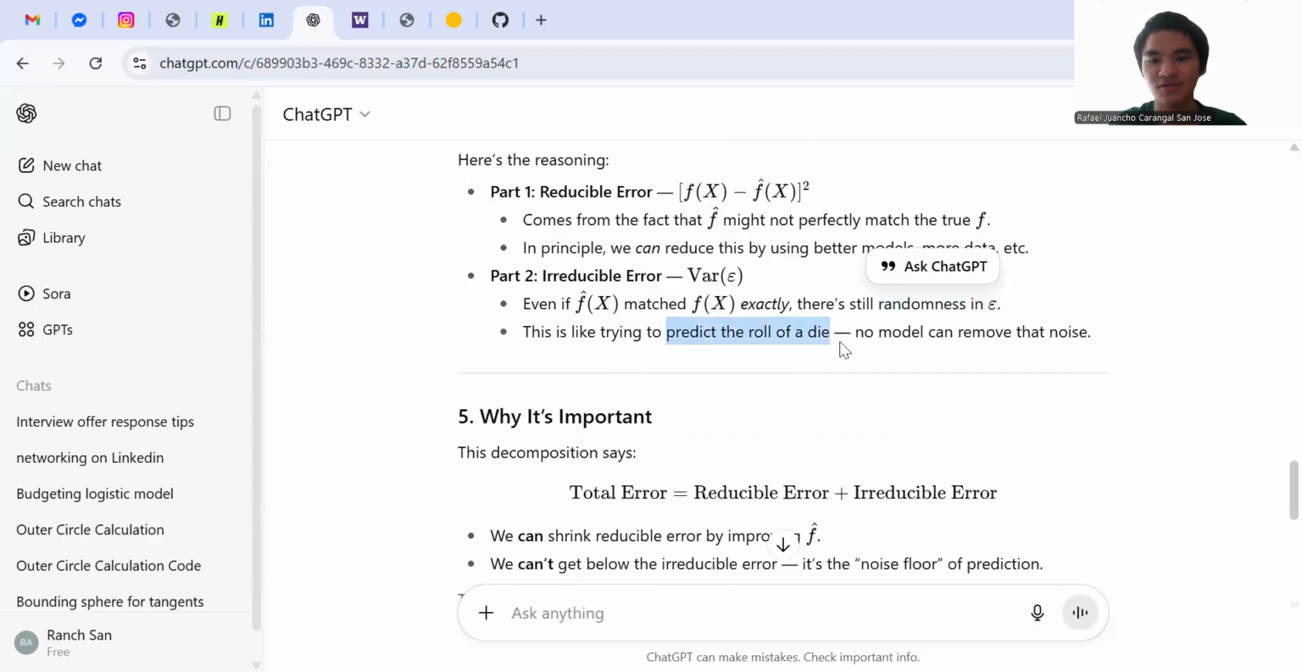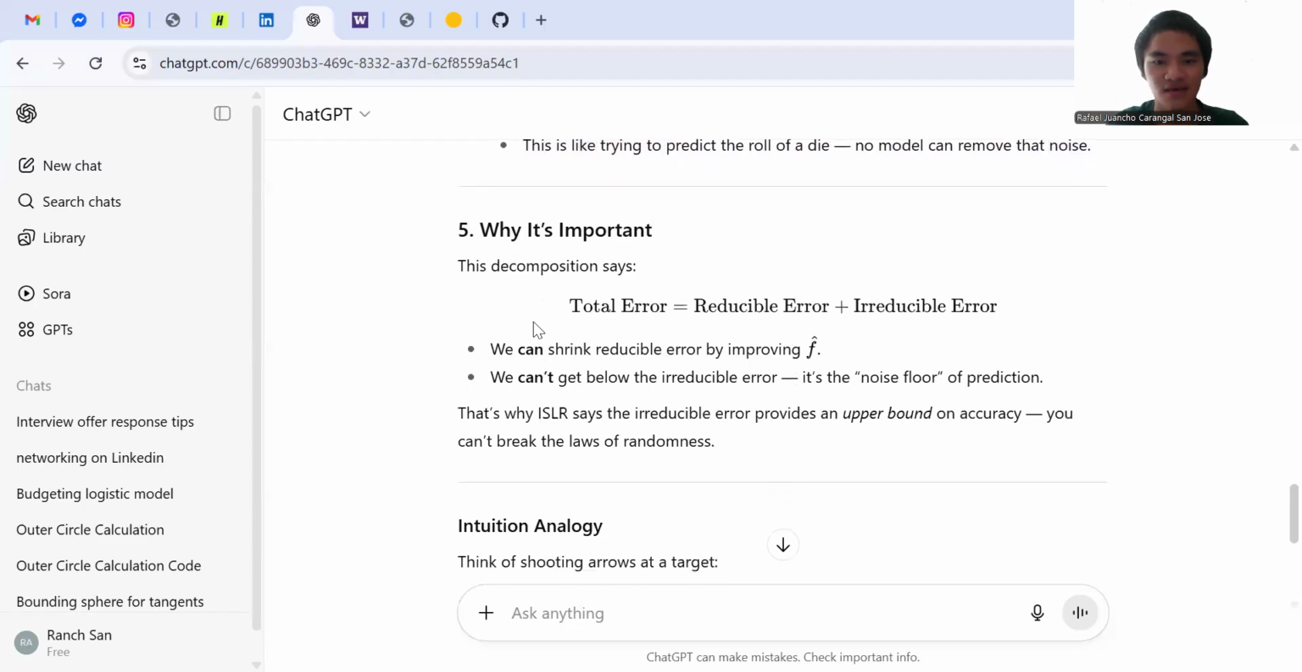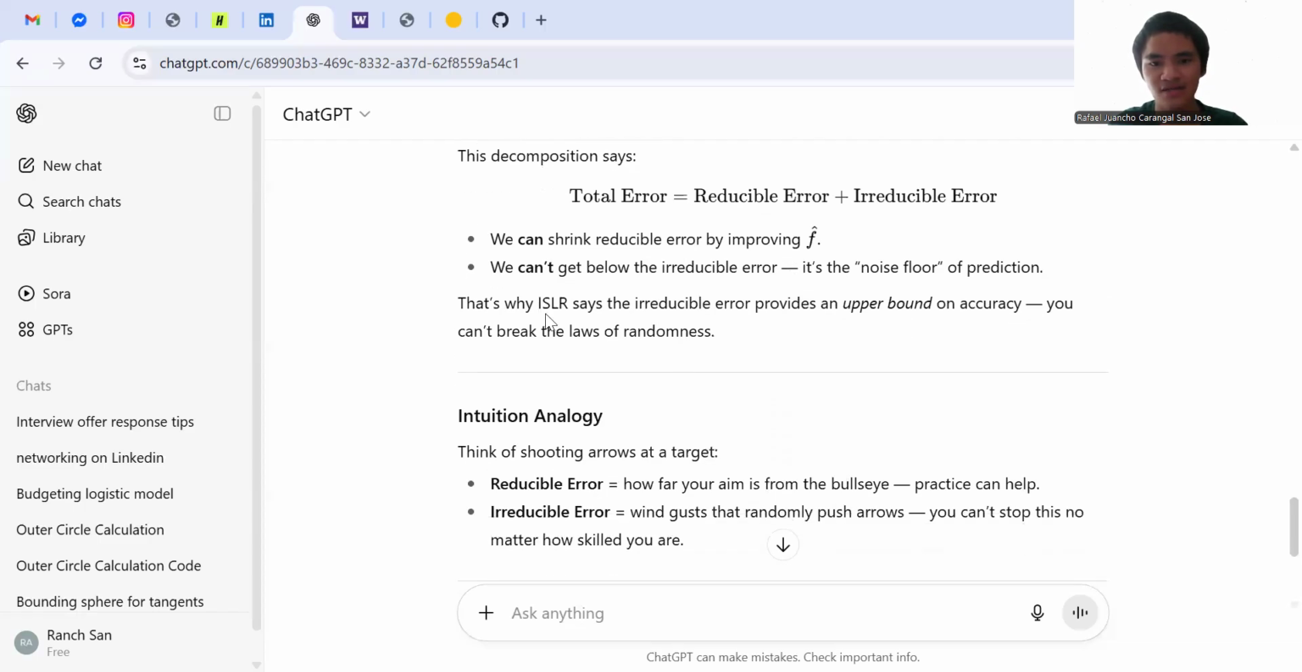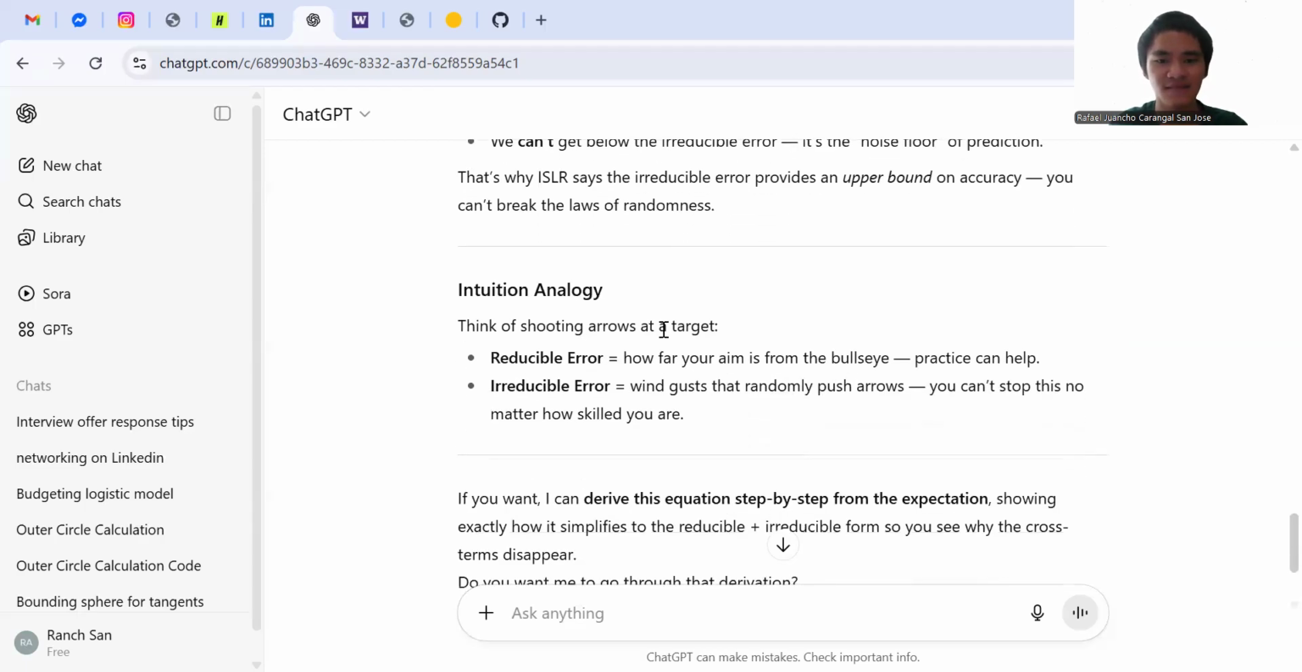So that's like trying to predict the roll of a die. No model can remove that noise. So that's that external noise. And so the total error is equal to the reducible error plus the irreducible error. That's why ISLR says the irreducible error provides an upper bound on accuracy. You can't break the laws of randomness. Oh, okay, that's interesting.